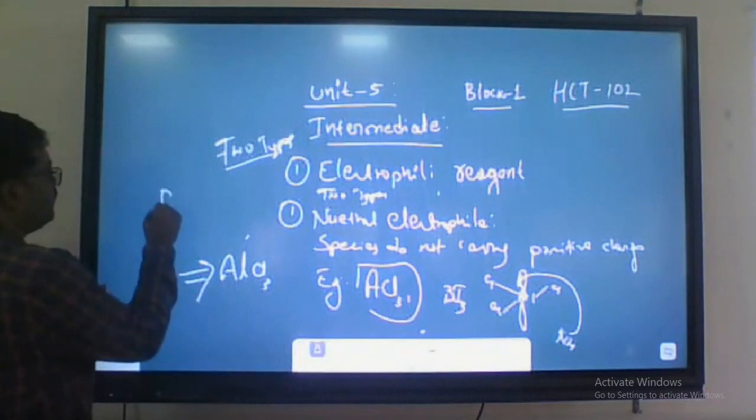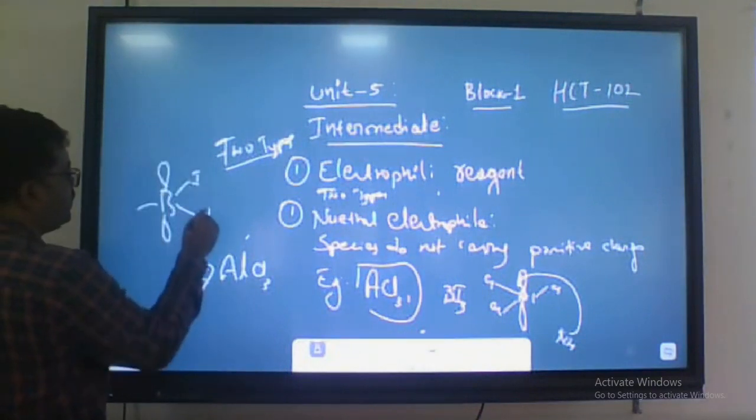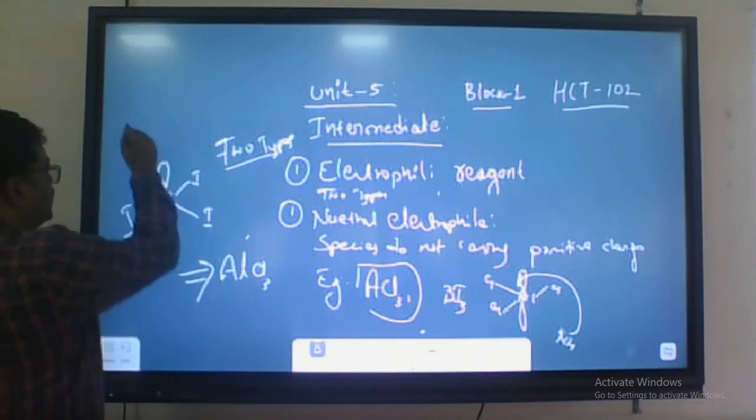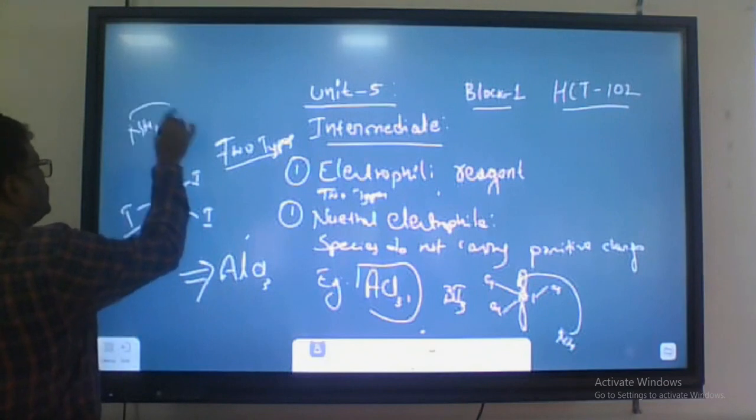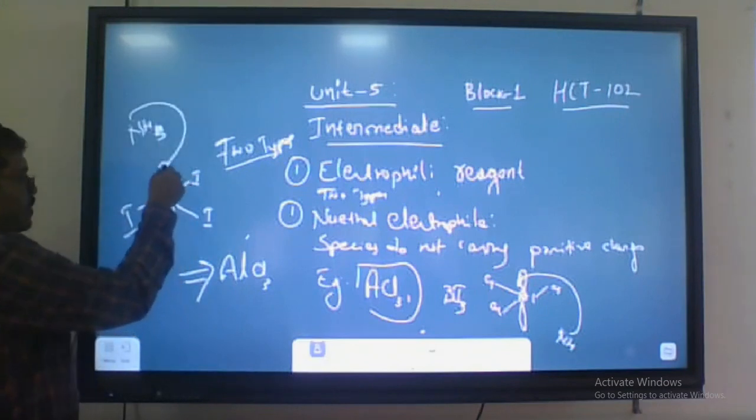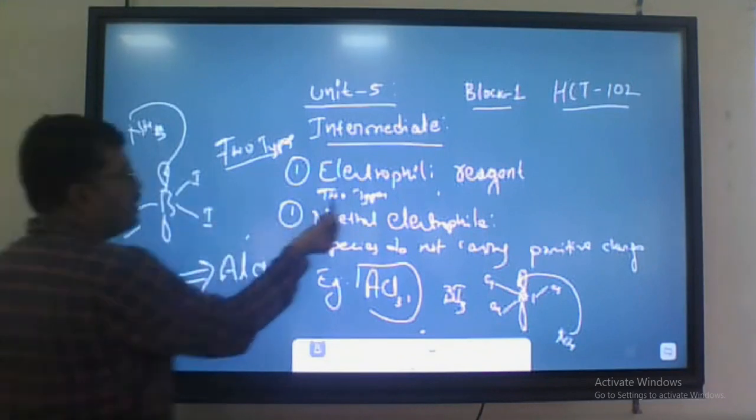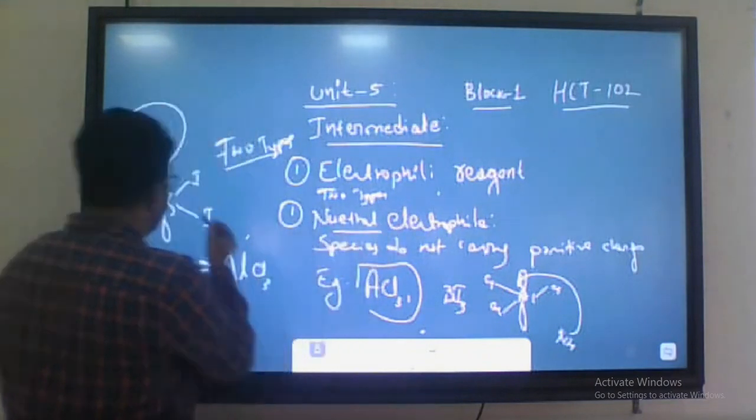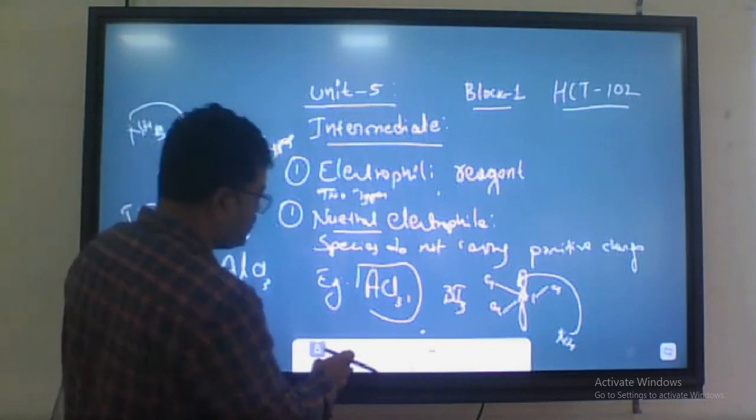It is the same with boron. It has an empty p orbital, and it easily accepts electrons from a Lewis base. Empty means it requires electrons, so it is an electrophilic reagent, but it is neutral. So this is neutral.